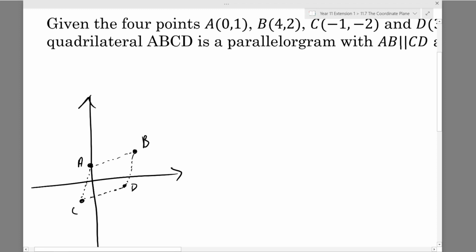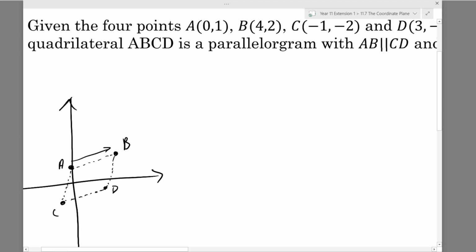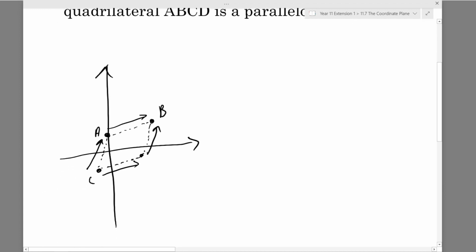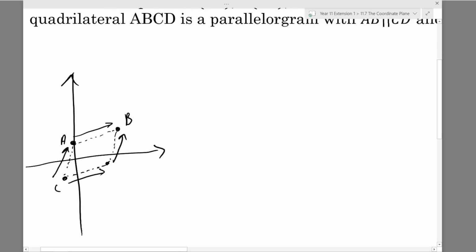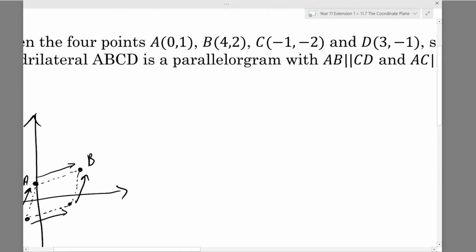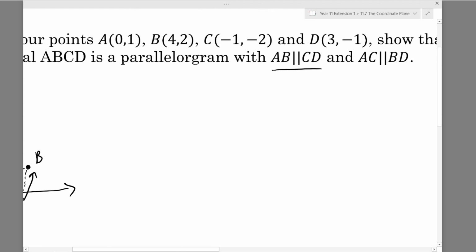Now, to prove that it's a parallelogram, we need to show that this segment and this segment are parallel, and that this segment and this segment are parallel, okay? In fact, I will draw these arrows going the other way because we can see just from our picture that both of our gradients will be positive in this case. So AB is parallel to CD, where the two lines just mean parallel, and AC is parallel to BD.